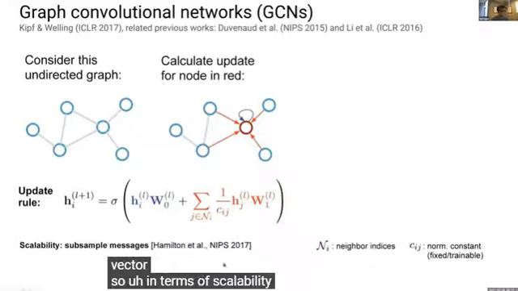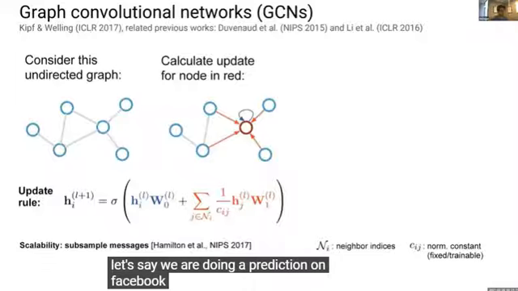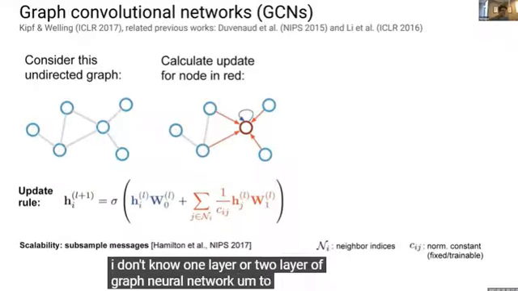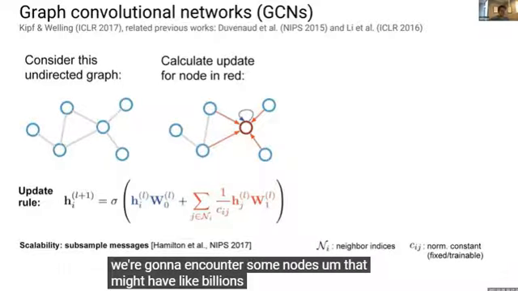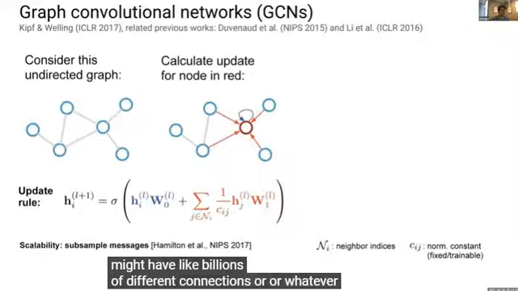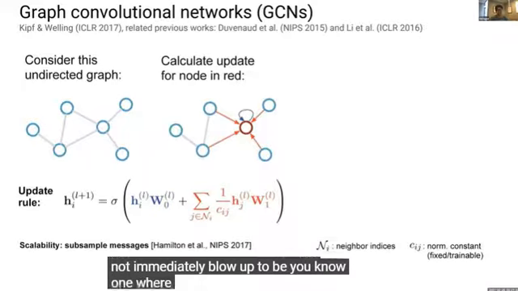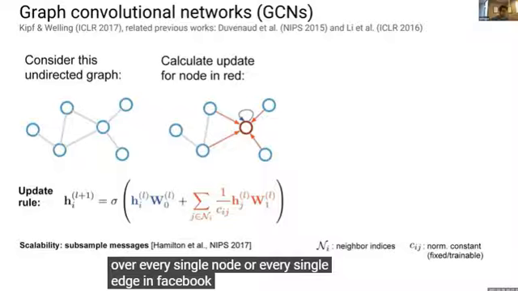So in terms of scalability, you might immediately think, let's say we are doing a prediction on Facebook, and we just want a 1-layer or 2-layer graph neural network to predict over this. We're going to encounter some nodes that might have hundreds of millions of different connections. And so we want this to not immediately blow up to one where we need to execute our network over every single node or every single edge in Facebook.